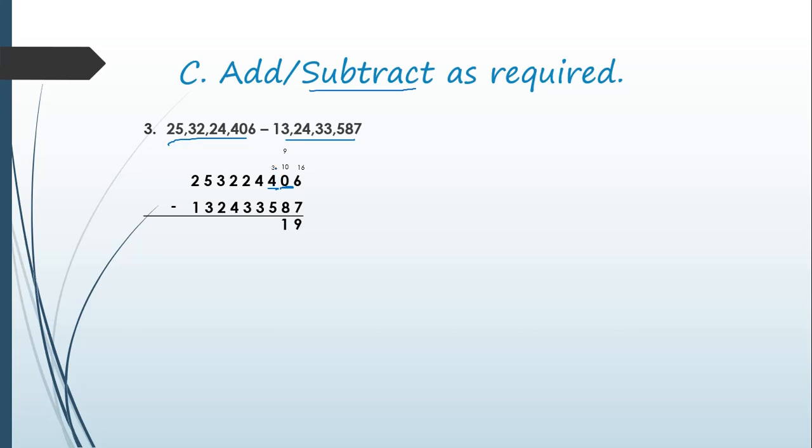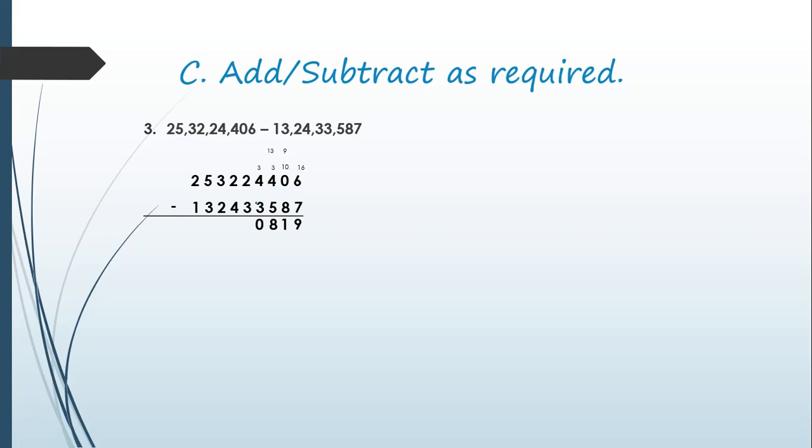Next, we borrowed 1 from this, therefore we are left with a 3. 3 minus 5 is not possible, therefore we need to borrow from the 4. If we borrow from the 4, it becomes 3, and this 3 becomes 13. 13 minus 5 is 8. Now 3 minus 3, both are equal, so no need to borrow anything here. 3 minus 3, we got 0.